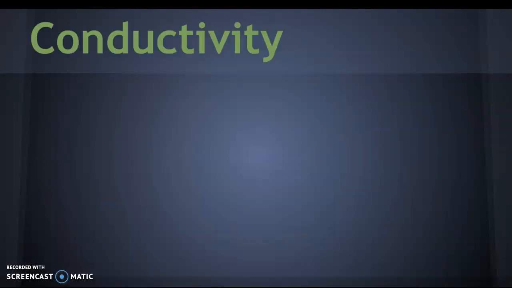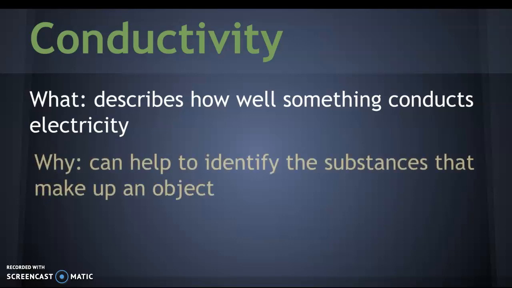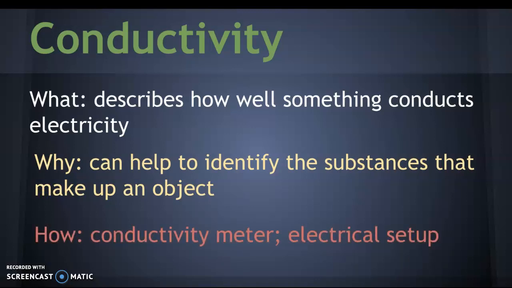Conductivity is our next term. The what: it describes how well something conducts electricity. What do you think of when you hear the word conduct? In this instance, the word conduct means to let through or allow to move. So when dealing with electricity, it is the substance that lets the electricity flow through it. The why: it can help to identify the substances that make up an object. The how: a conductivity meter or some other type of electrical setup.